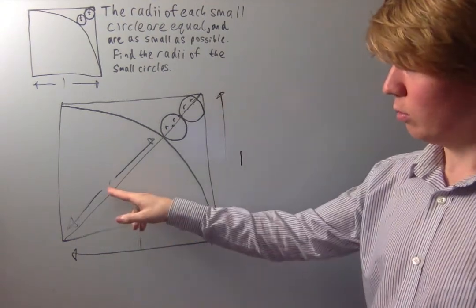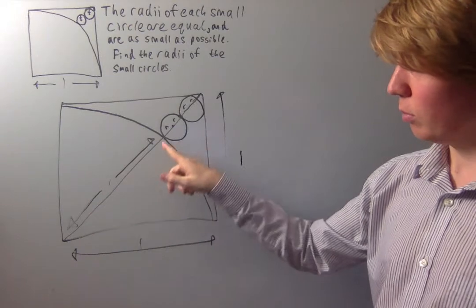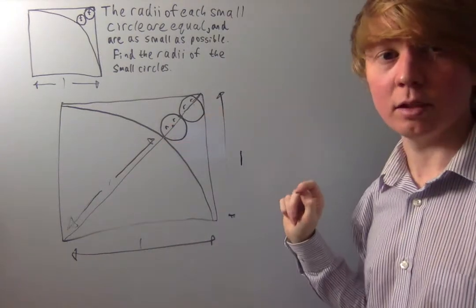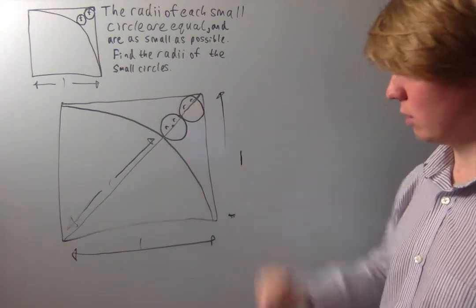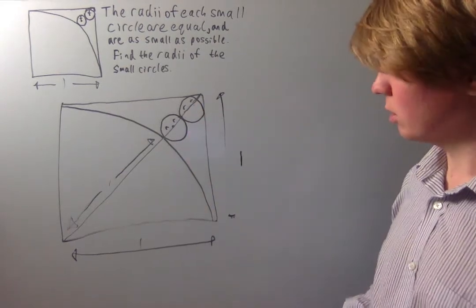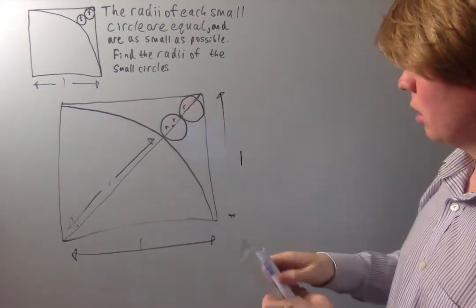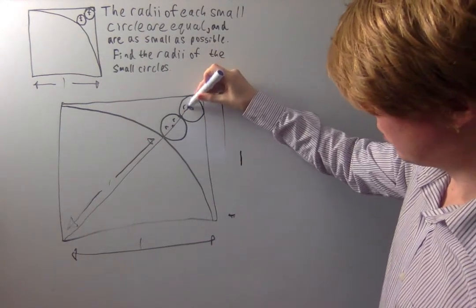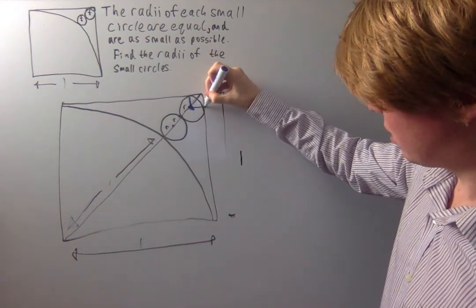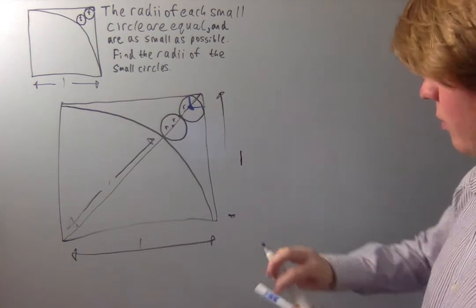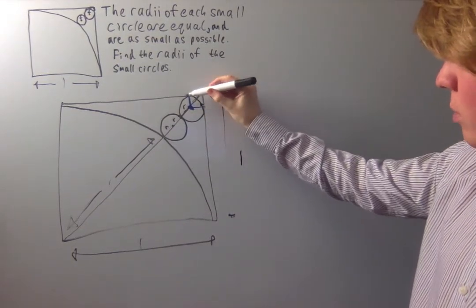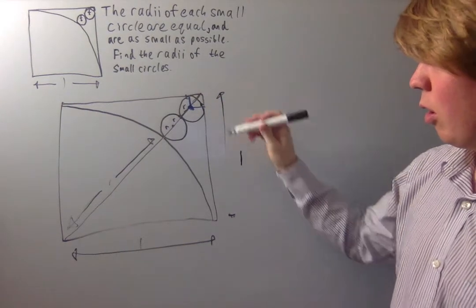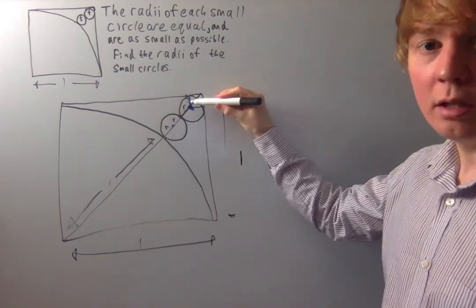So we could almost say that root 2 is equal to 1 plus 4r plus a little bit extra, and then deal with that and solve to find r. But that little bit extra is a bit of a problem for us. So what I'm going to do next is I'm actually going to draw in some extra lines.